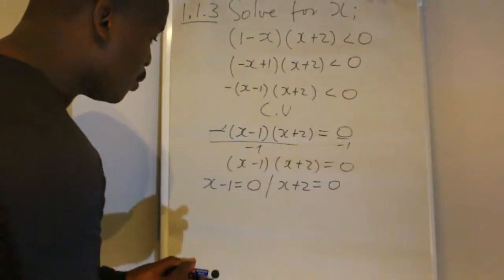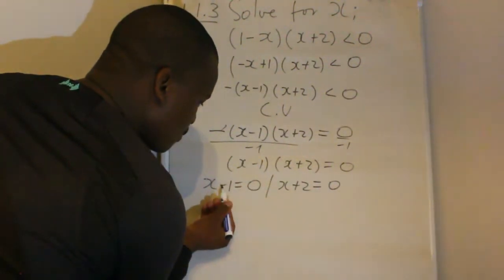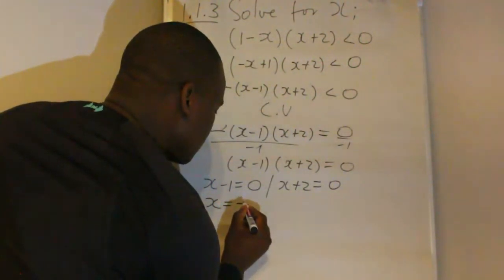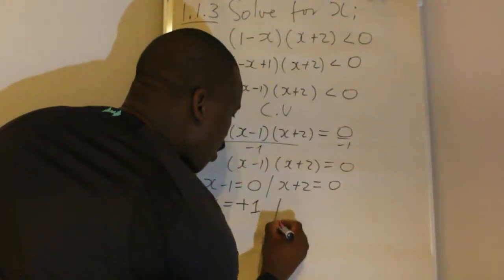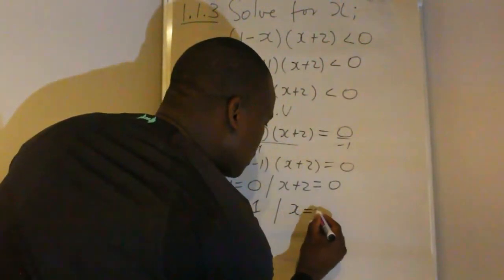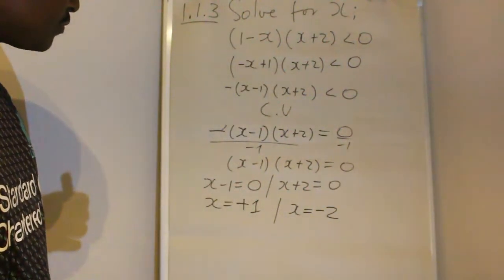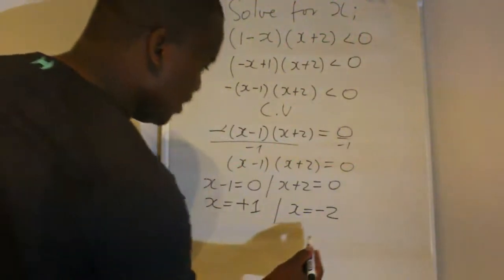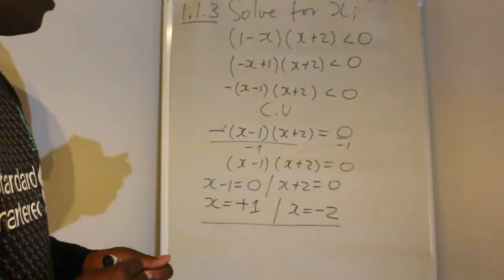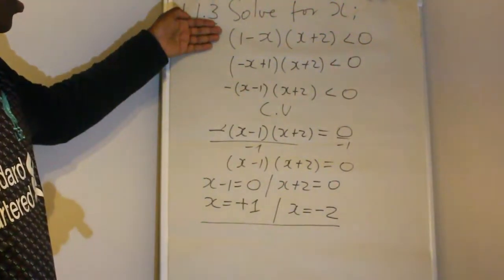To achieve this, you transpose the 1 to the other side. The 1 was negative, it will be positive there. So we will have x equal to positive 1, or x equal to negative 2. These are your critical values. Once you have the critical values, you go back to the original equation.